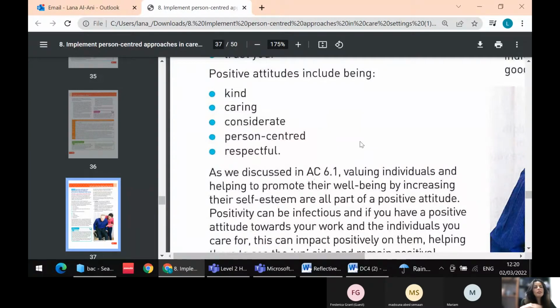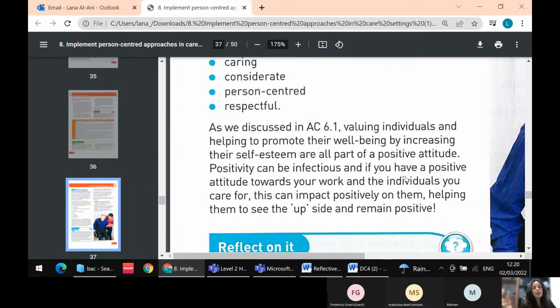So valuing an individual and helping to promote their own well-being by increasing their self-esteem are part of a positive attitude coming from within. So positivity can help influence others.